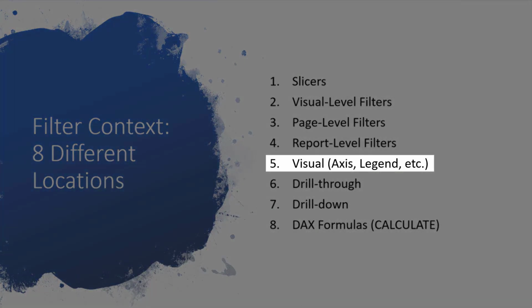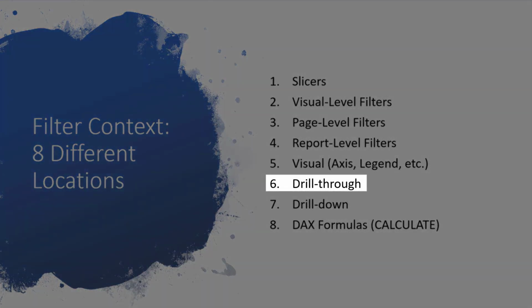Number 5, visual. So if you throw a measure into a card, there aren't any visual filters. If you throw a measure into a bar chart split up by customer category, for example, each bar is its own filter. So when you have category A, you're filtering down the data set and that measure to show a certain calculation. Category B is going to show a different calculation based on a different set of data.